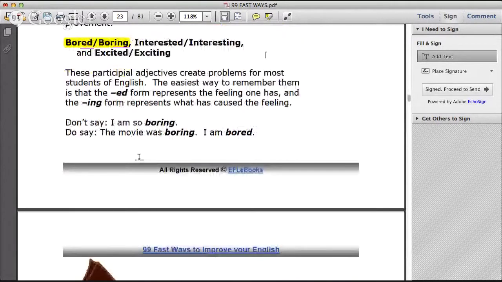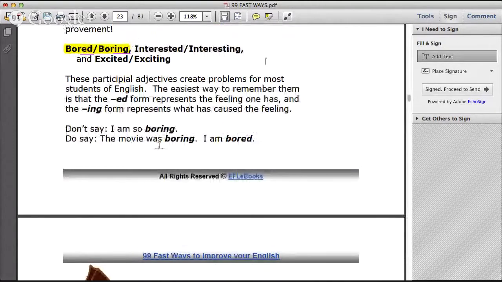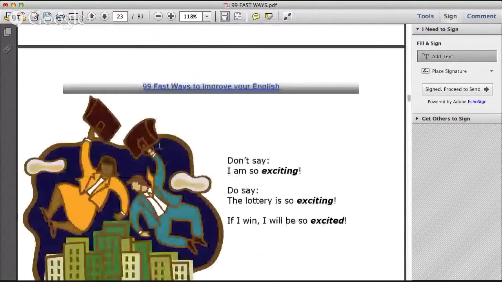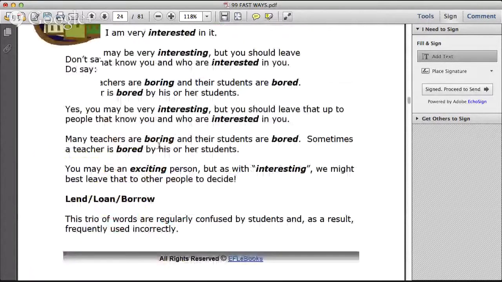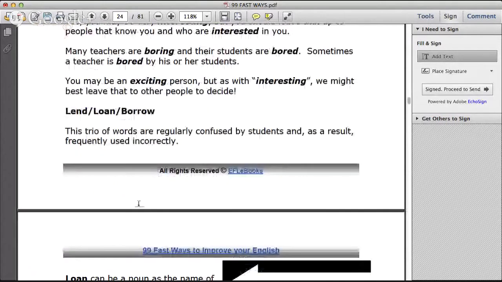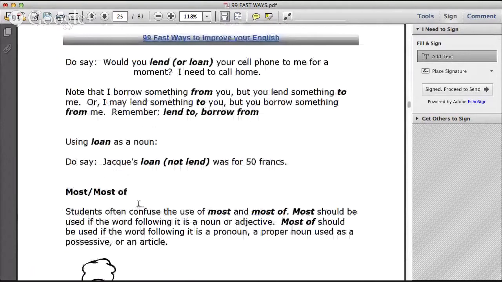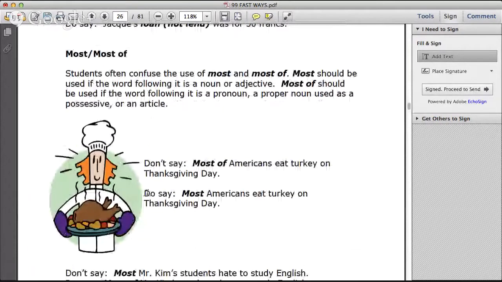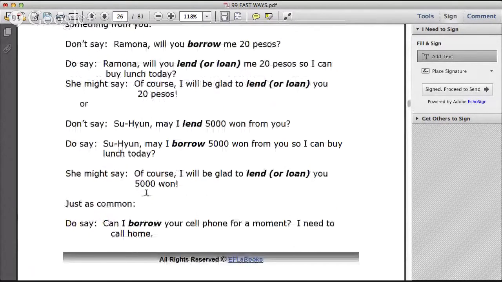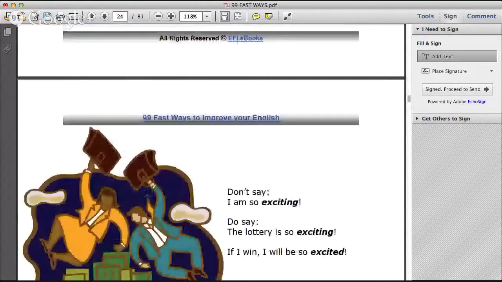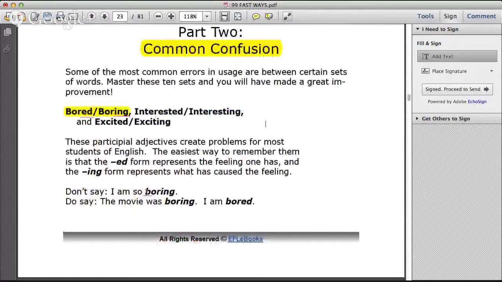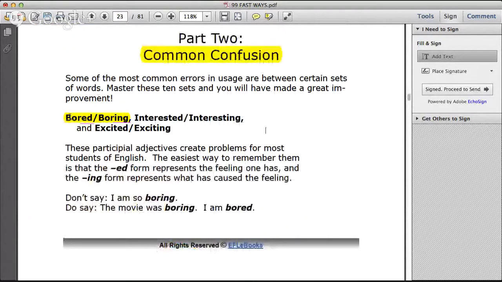So we'll take a look at bored, boring, interesting, interested. We also have lend, loan, borrow. Anyway, we're just going to go down through these, and we'll get through as many as we can. If we don't finish them all tonight, we'll come back to them another day. All right. So first up, bored, boring. So an ed ending or an ing ending.